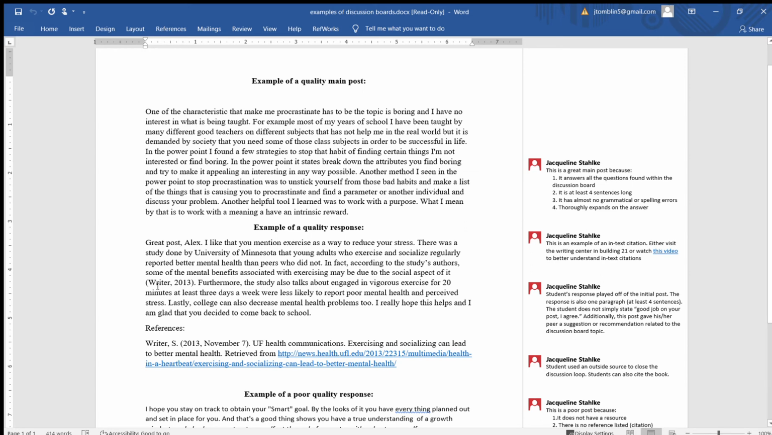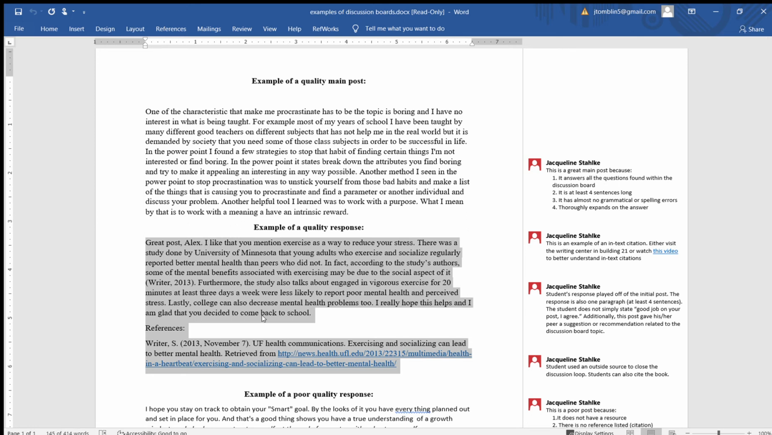Along with the in-text citation, you also see the reference, okay? A really good resource for this is called citefast.com, and it will help you correctly list your in-text citation and your reference in APA format. This student met the requirements for the post because they just followed the directions: 4 sentences, a resource, an in-text citation, they answered and expanded upon their peer's post, and they have a reference. So they did an awesome job on this post.